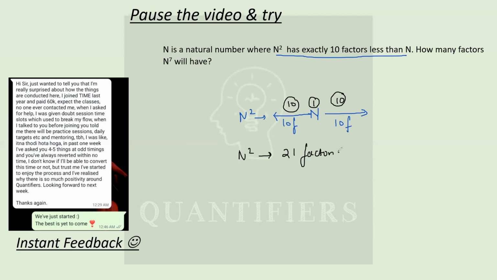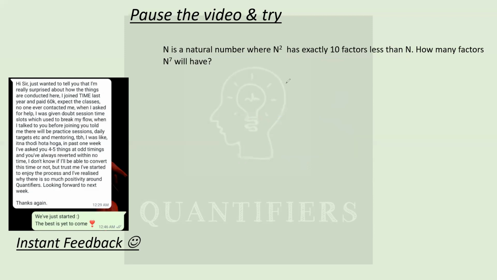So students, now I have figured out that n square will have 21 factors. Okay. So let me write it here. I have figured out that n square will have a total of 21 factors. Now read the question, guys. हमें question पूछा गया है, how many factors n to the power 7 will have?